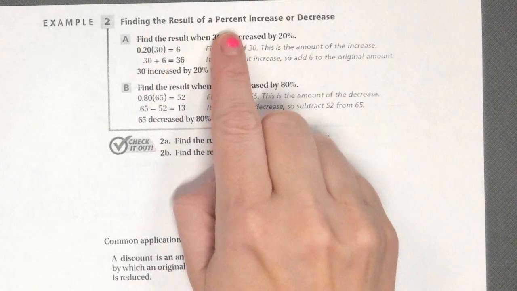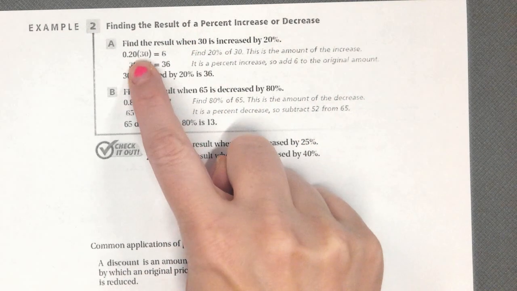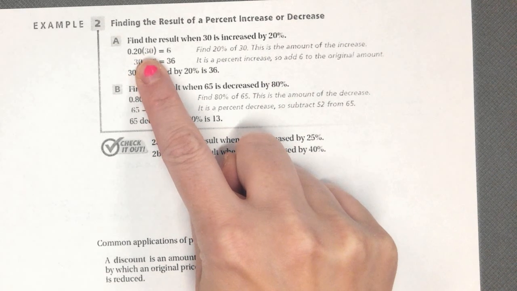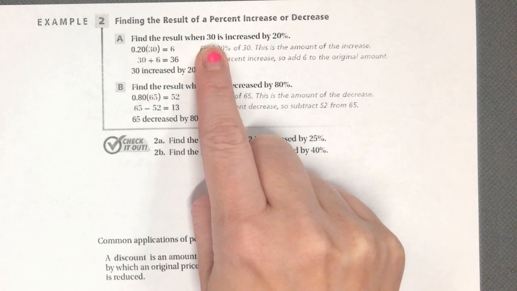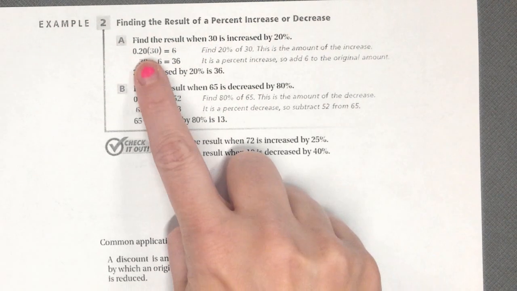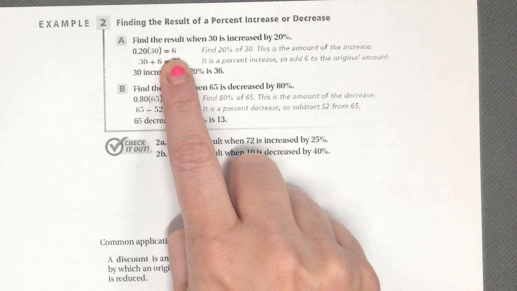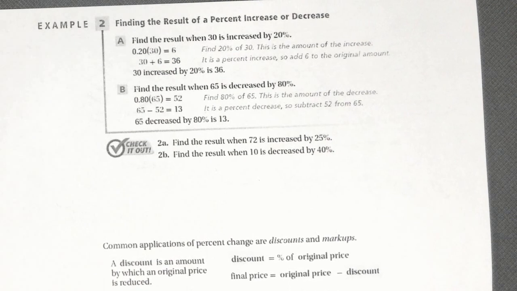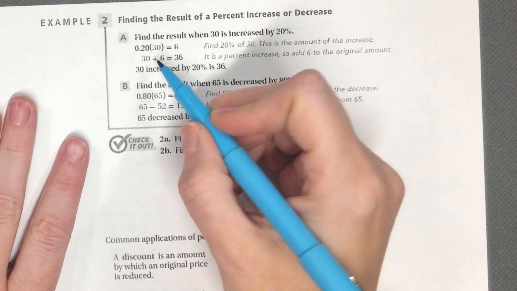When you're finding the result of an increase or decrease, you're going to be multiplying together. So if it says when 30 is increased by 20%, your first step is to multiply to find the increase. Then you're going to add them together. Okay, so we're just going to write a couple notes here.